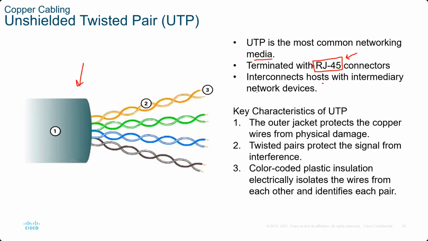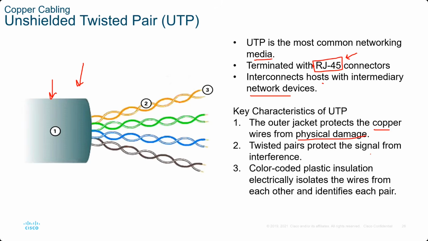It interconnects hosts with intermediate network devices as well. So with this cable and this connector standard RJ45, you can connect computers to switches, switches to routers, routers back to computers, and so on. And this is how we build the networks. It has the outer jacket, which protects the copper wires from physical damage. So that's just a covering.